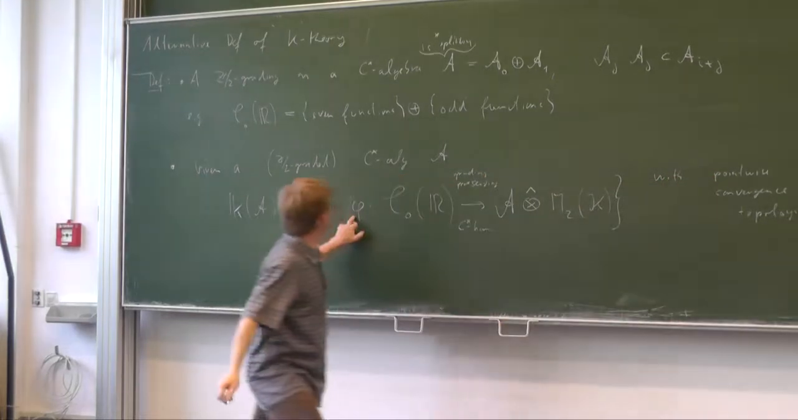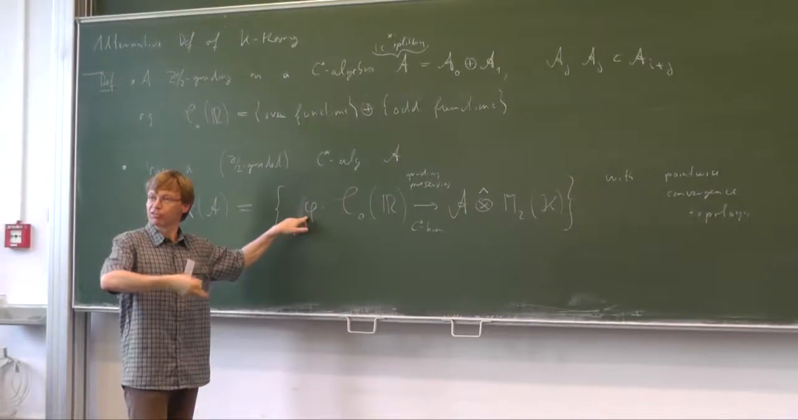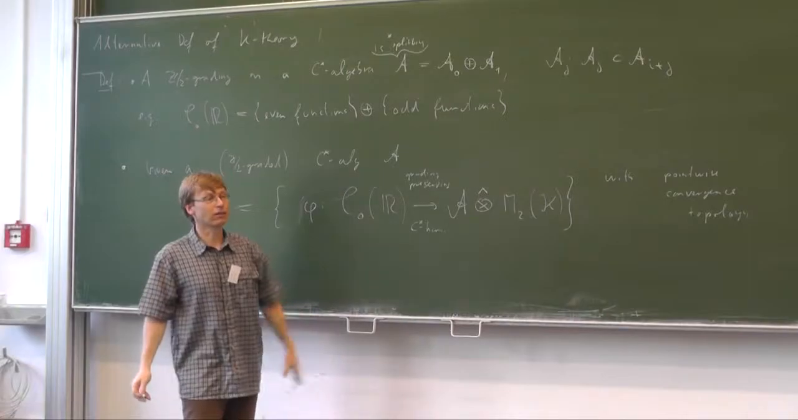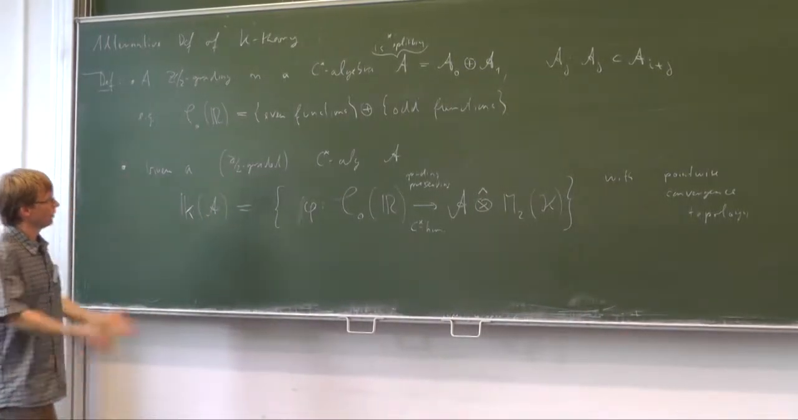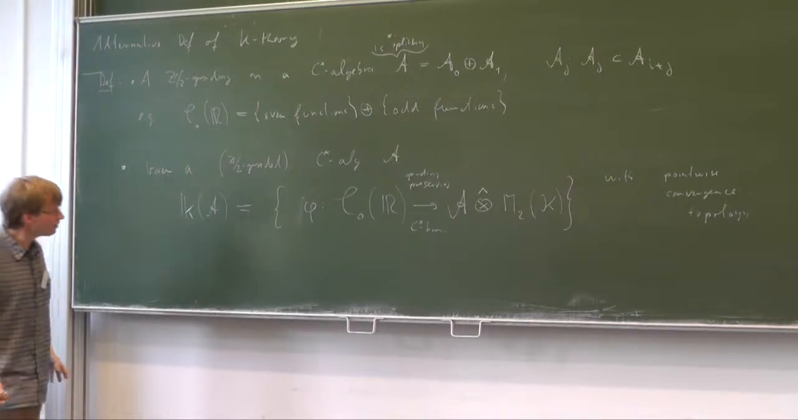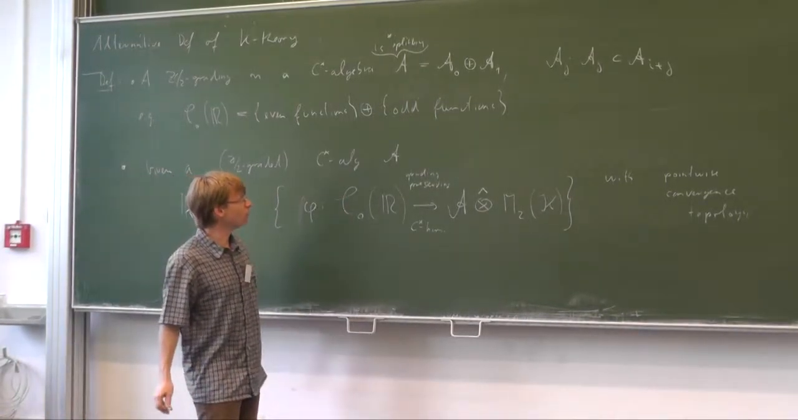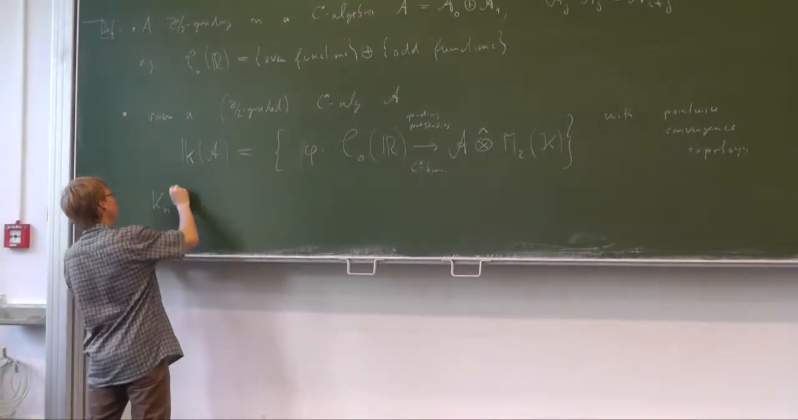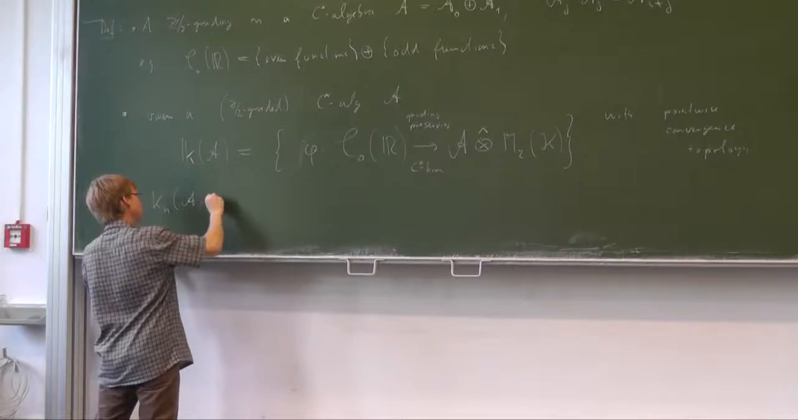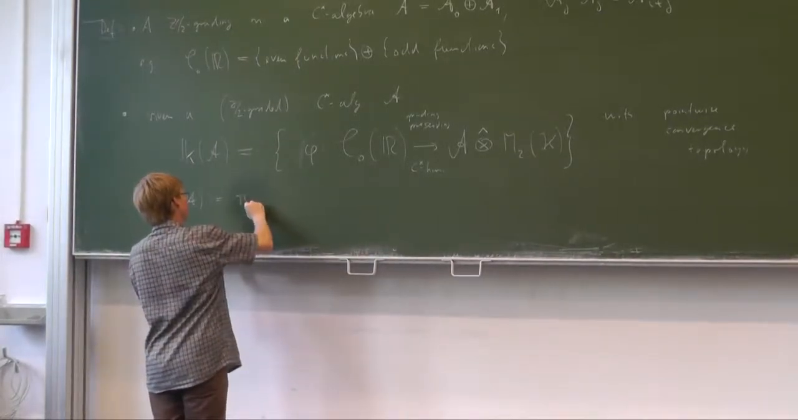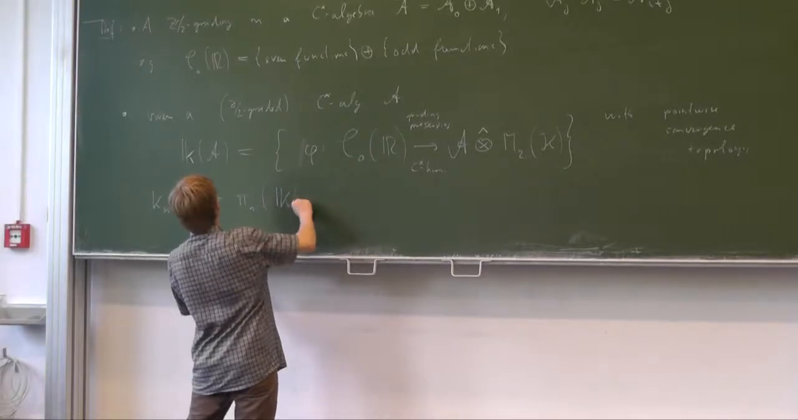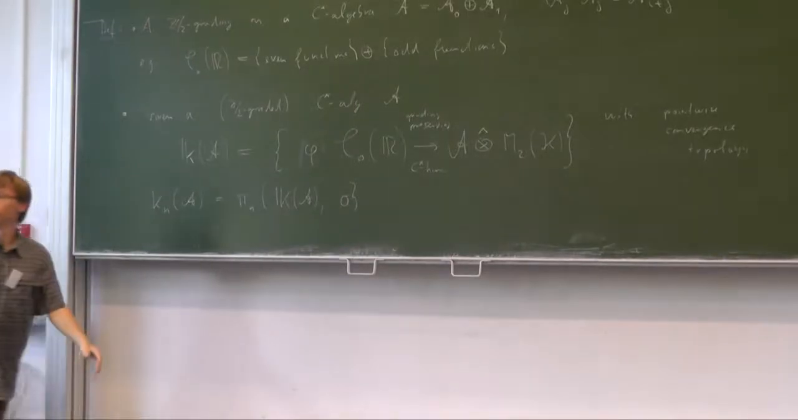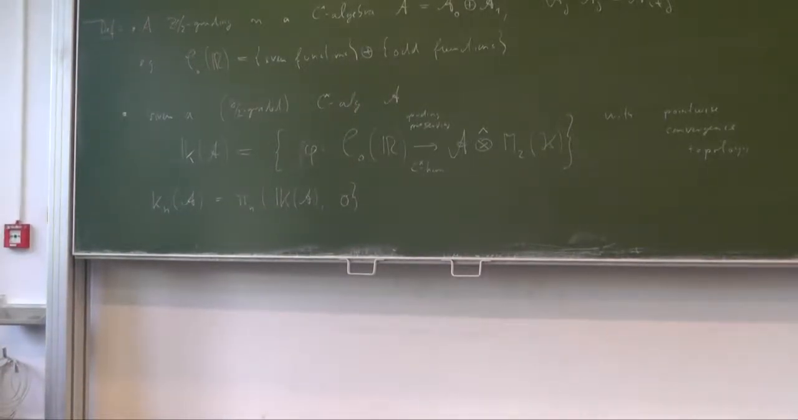So I have a net of phi i's. This converges to some phi if phi i of f converges to phi of f for every element in the source. That gives me a topological space of star homomorphisms, and the definition of K-theory, Kn of A, is defined to be phi n of A, where the base point is the zero homomorphism, which is of course also a homomorphism of C-star algebras.